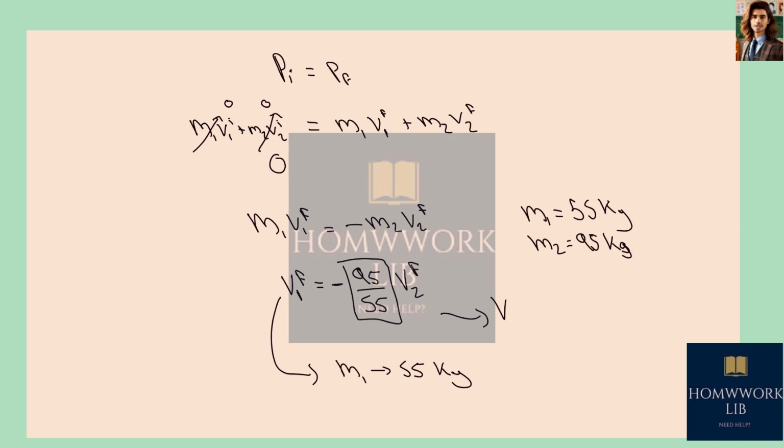Similarly, if you want to solve for final velocity of 2, you would get 55 divided by 95 times the final velocity of 1, with a minus in front of it, right? So this factor is lower than 1, and we know that person 2 is going to move slower than person 1. So this is going to be your final answer. The person with the lower mass is going to be moving with a higher speed because of the conservation of momentum. And that is all.